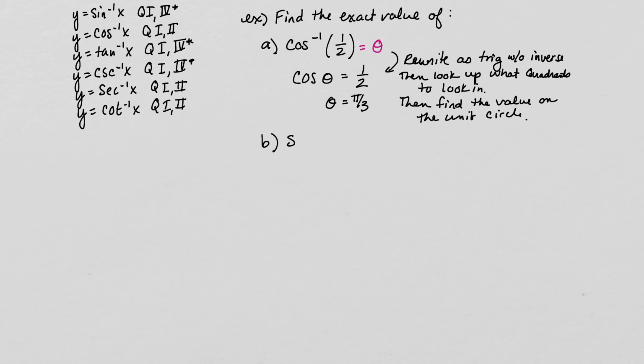So here's another one, inverse sine of 0. So again, I'm going to set that equal to some value theta. I'm going to rewrite. So we're saying that the sine of theta equals 0. So if we think about when is the sine of theta equal to 0, well, that happens when theta equals 0. So my answer here is 0, just like my answer here was pi over 3.